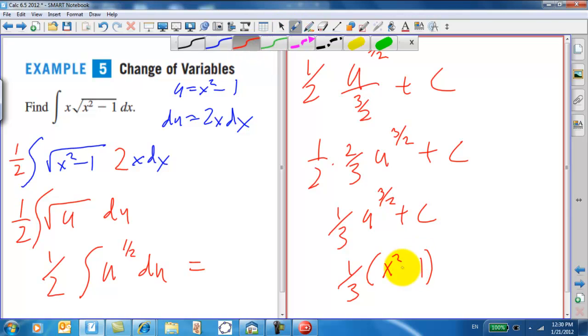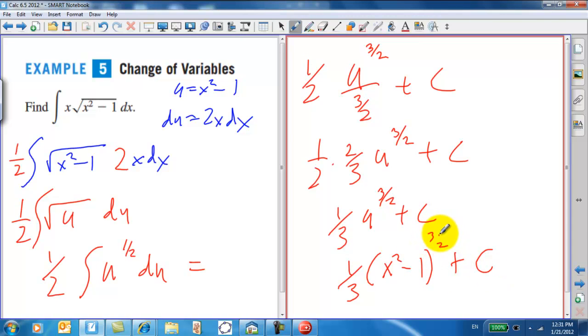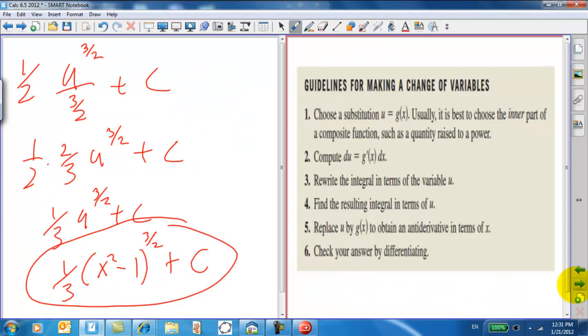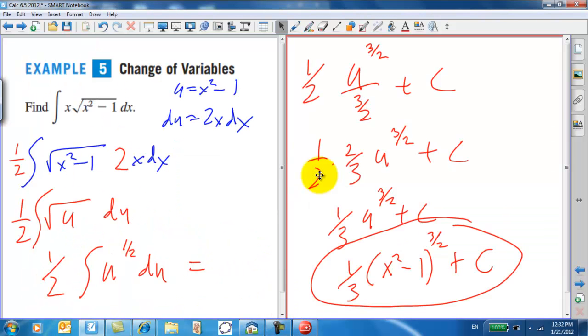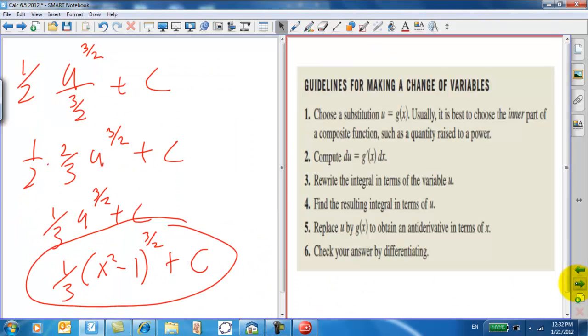So 1/3 times x squared minus 1 to the 3 halves plus the constant. Okay. And let's check that quickly on the calculator as well. And it checks out on the calculator.